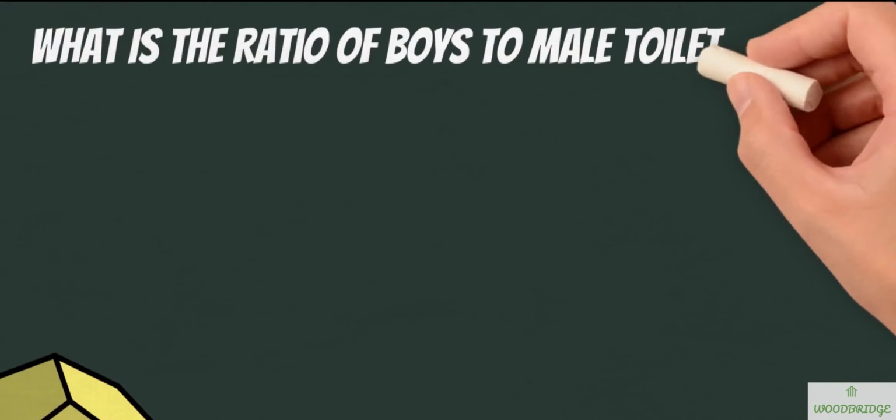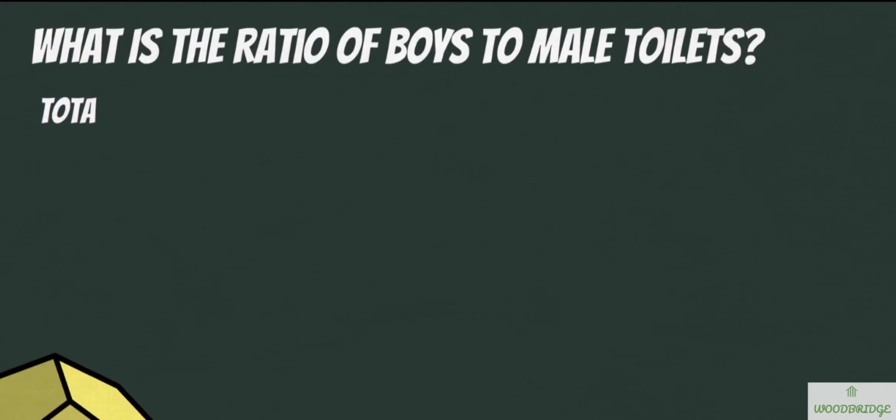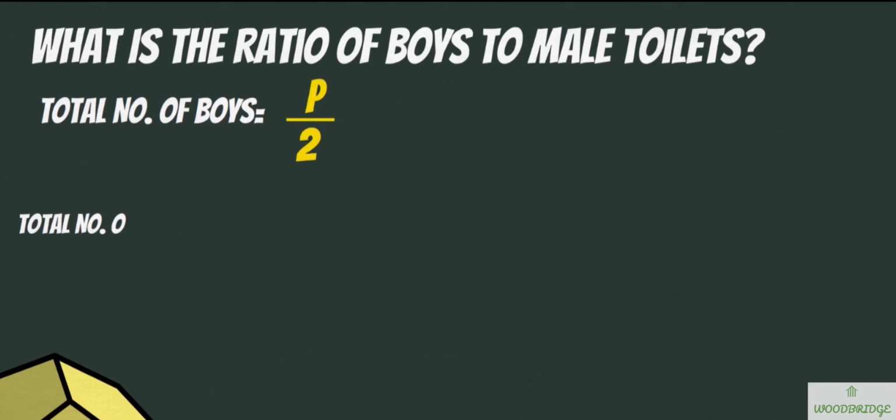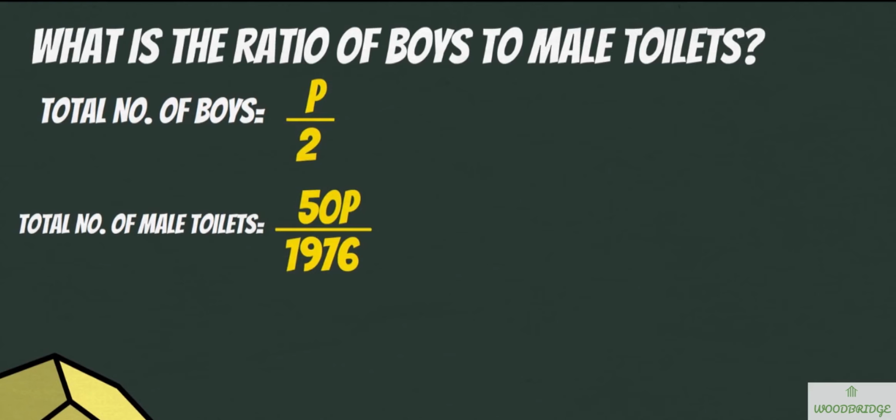Fantastic. But not very useful, and furthermore, it's not the answer. The university administrator was asked for the ratio of boys to male toilets, not the number. He knows how many boys there are, and he knows how many male toilets there are, so to get the ratio it's simply a matter of dividing one by the other. This is what the sum will look like.